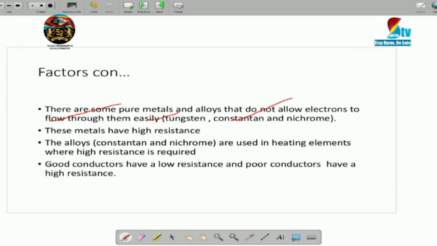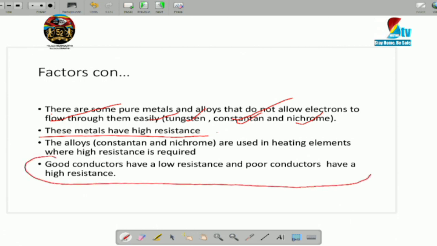some of these metals which have a high resistance. So some metals have high resistance. For instance, your metals like tungsten, your constantan, and your nichrome, they have high resistance, which means they don't allow a free flow of electrons like your copper, as we have said. So in this case, we are saying good conductors have a low resistance and poor conductors have a high resistance.